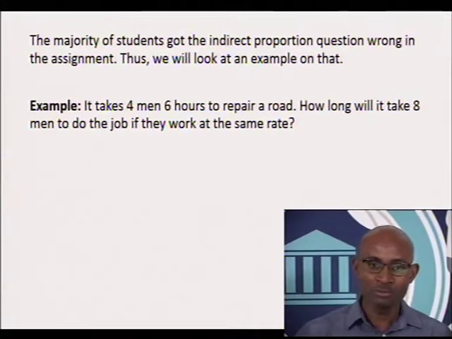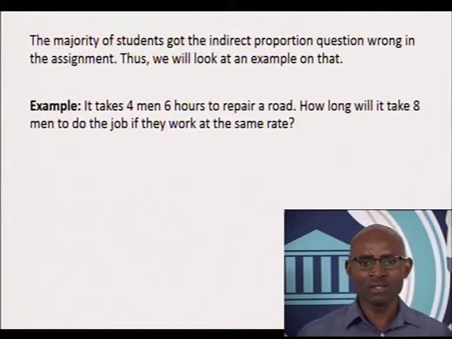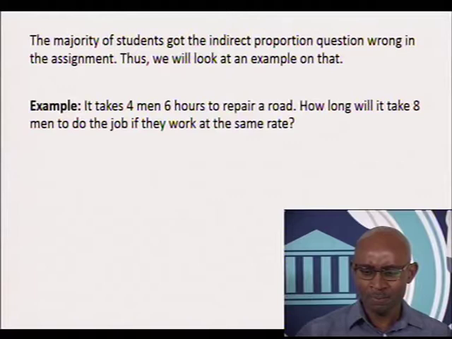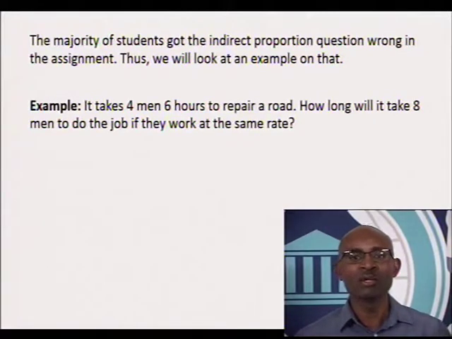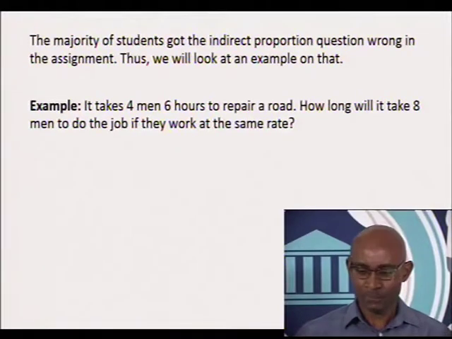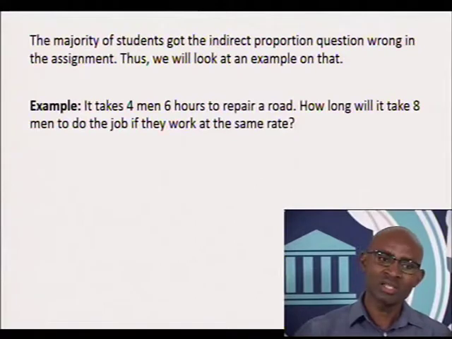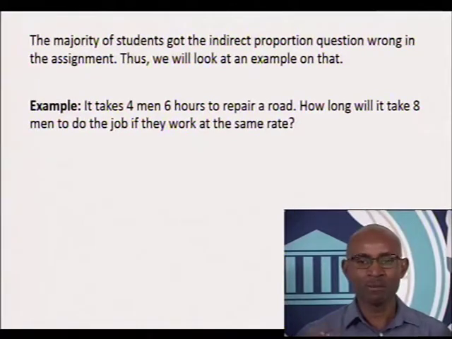So the moment you work something out and you find that the number of hours increases as the men increase, then something is not right. It means you've worked out this problem the same way you would work out a direct proportion question. But that's not how it's supposed to be. If you increase the number of men, then the number of hours is supposed to decrease if these men are working at the same rate.